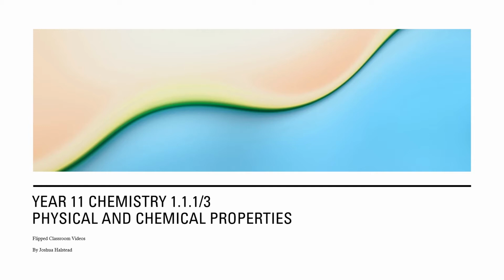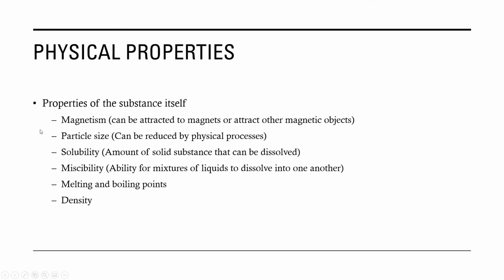So similar to the physical and chemical changes, but when we're looking at properties, we're more so looking at the characteristics and features that make the substances what they are. And we can look at that from a physical and a chemical perspective. Now, if we're looking at physical properties, we're looking at the properties of the substance itself.